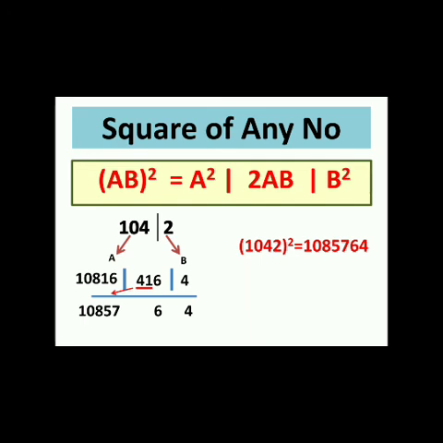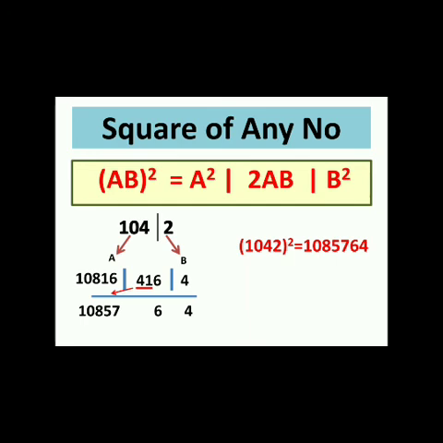To find the square of 104, it is 10816, using the same method that we did. So 104 ka square you have to find, and it is 10816. So all these numbers will get added up, and the last number in the answer is 4 as it is. Then 416: out of that, 6 comes down and 41 gets carried forward.